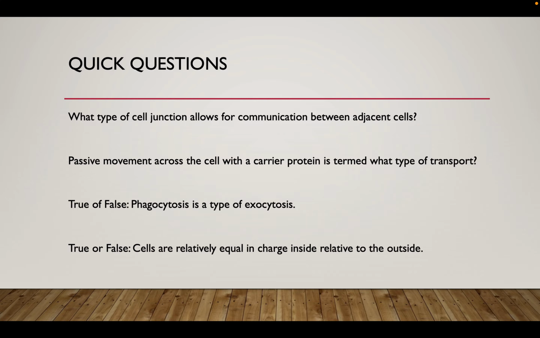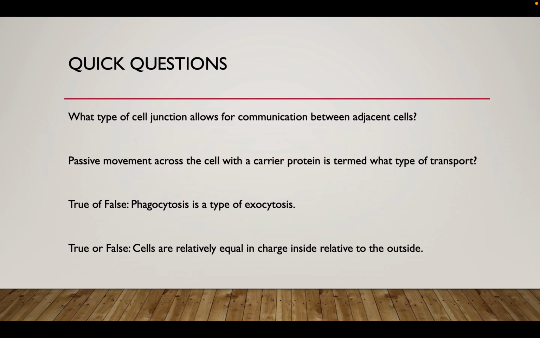Phagocytosis is a type of endocytosis, which is you're bringing something in from the extracellular space. And then lastly, true or false? Cells are relatively equal in charge inside relative to the outside. That is also false. It's what we just talked about. Our cells exist in a polarized state.